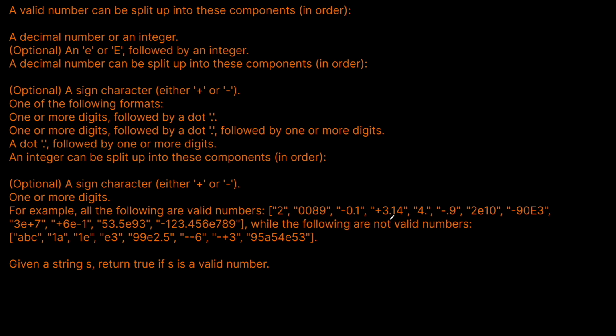For example, all of the following are valid numbers: 2, 0089, -0.1, +3.14, 4., -.9, 2e10, -90E3, on and on and on. While the following are not valid numbers: abc, obviously that's a string, 1a, 1e, e3, 99e2.5, --6, -+3, 95a54e53. Given a string s, return true if it is a valid number.